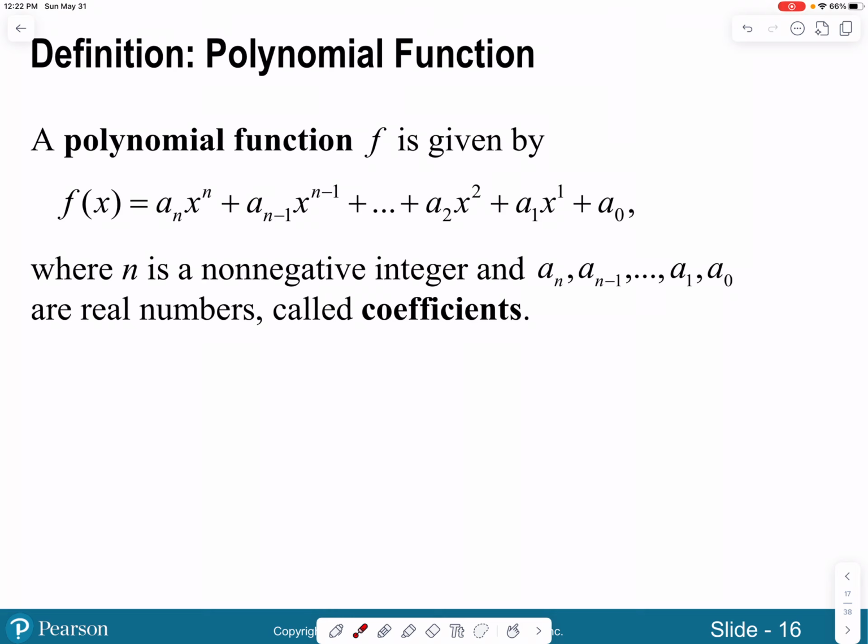So our n's are, well, n could be 0, it could be 1, 2, 3, right? Non-negative integer. If it was strictly positive, then it couldn't be 0. It had to be greater than 0.